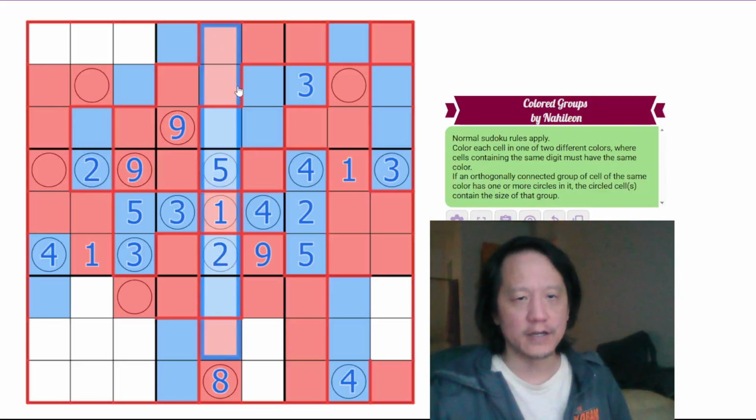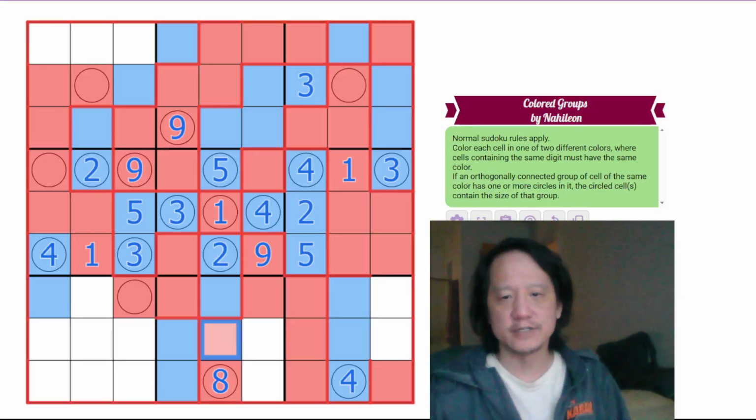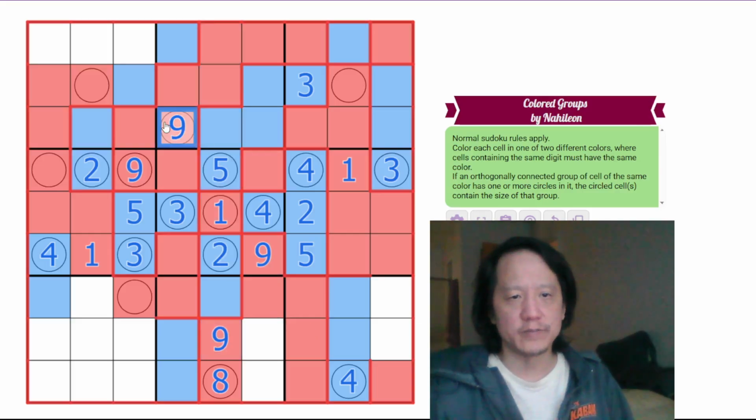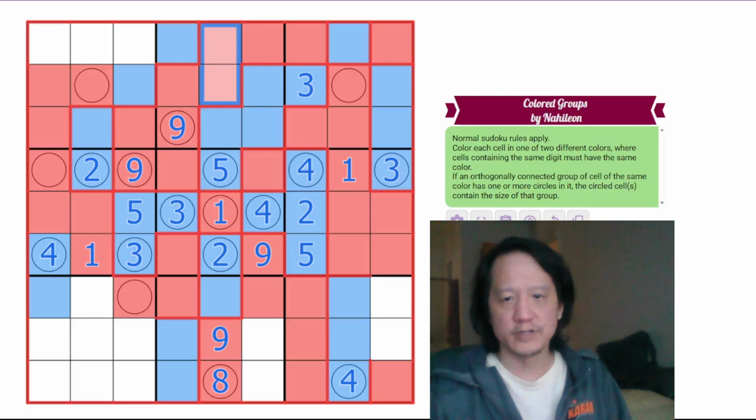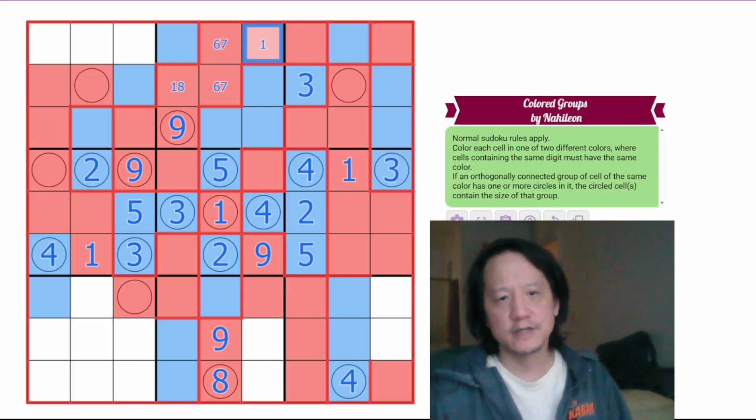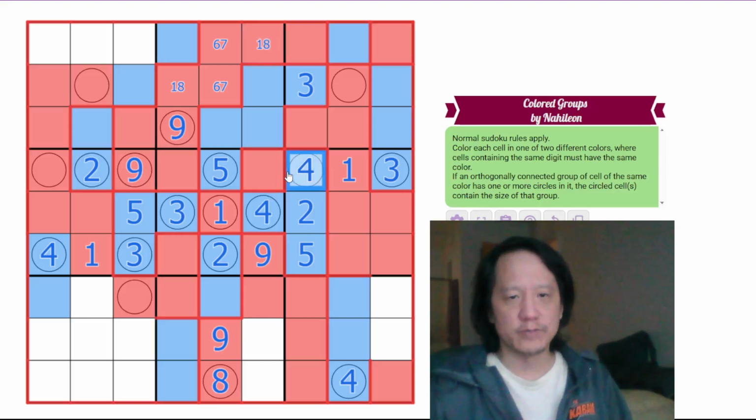Where's 9 in column 5? This has to be 9, because it can't be here because of 9s in the boxes. So that forces this to be a 6, 7 pair here, which forces this to be 1, 8. Which gives us probably much better things. Okay, so this is there. This is blue.